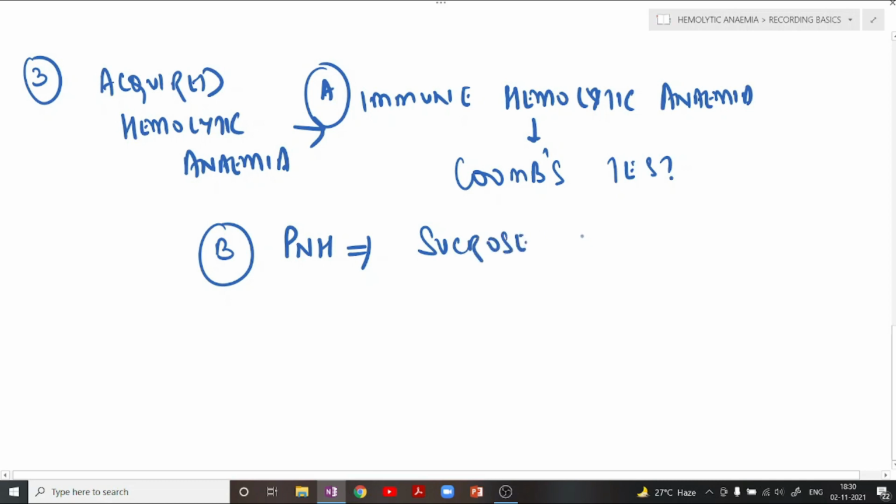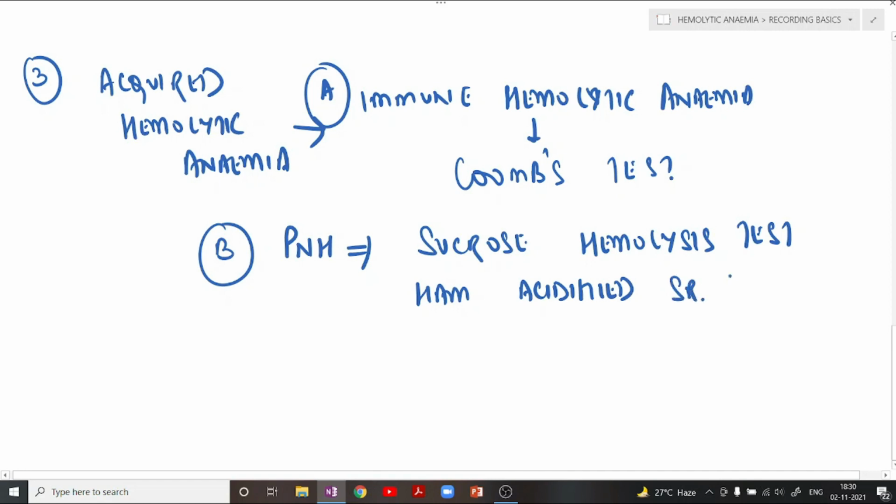One is the sucrose hemolysis test. Then you have Ham's acidified serum lysis test. And lastly we have flow cytometric analysis. Flow cytometric analysis.